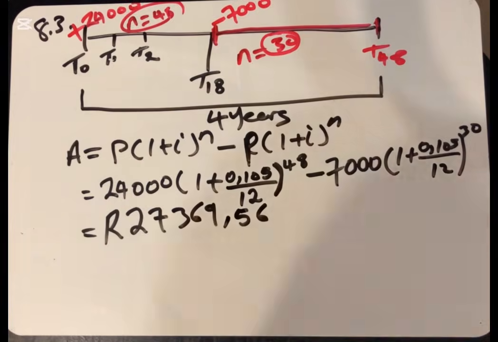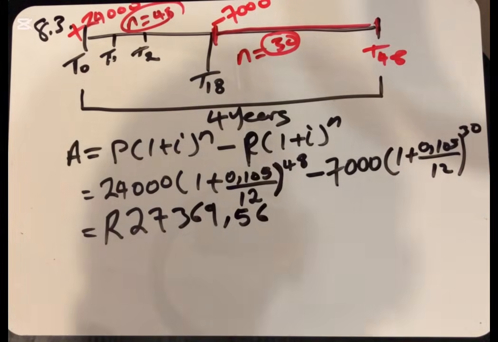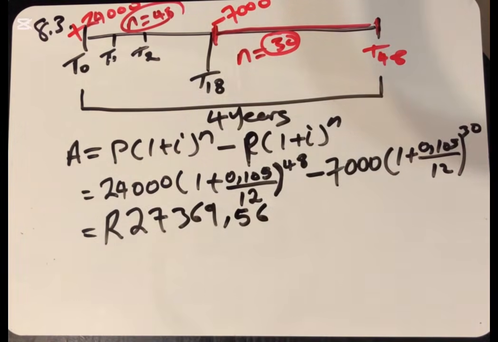This person invested 24,000 and 18 months later withdrew 7,000. At the end of 4 years, the person is going to get 27,369 and 56 cents. Simple as that. So we move to the next question.